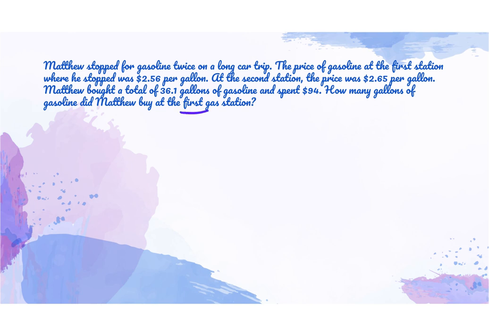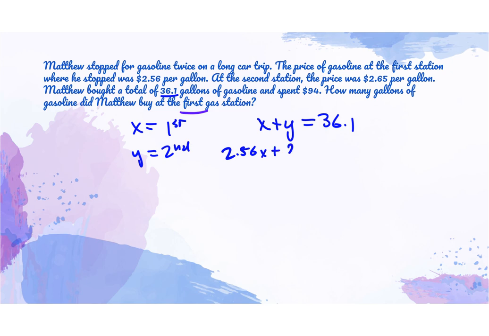Okay, so there are two equations in here. We'll call x the first gas station, call y the second gas station. Total of 36.1 gallons, so x plus y equals 36.1. The other one's the cost. So you went $2.56 for the first station, then $2.65 for the second station, and all in all, you got $94.